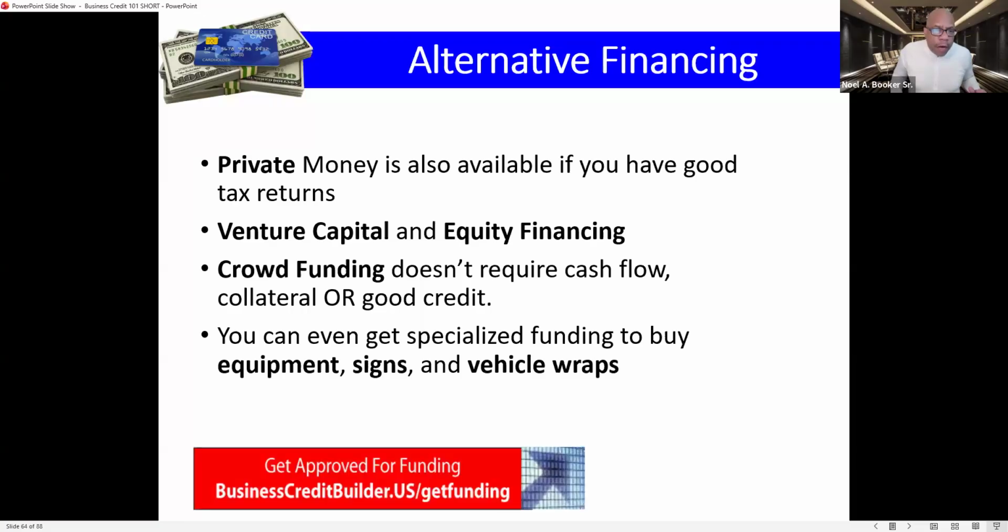Okay. We also have access to private money, all right? If you have good tax returns, venture capital and equity financing, crowdfunding, and you can even get specialized funding to buy equipment, signs, and vehicle wraps.